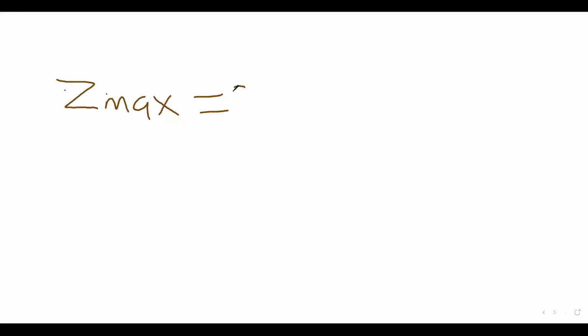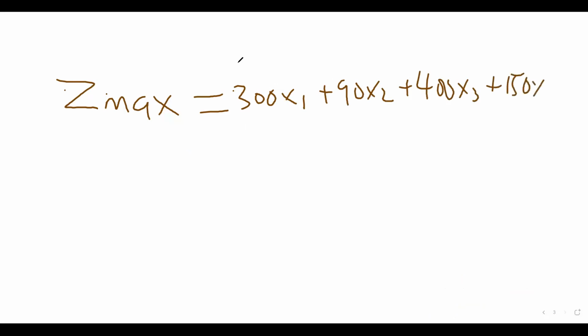So you have 300 x1 plus 90 x2 plus 400 x3 plus 150 x4. This is our objective function, subject to the constraints. As you may remember, if you check the graph, let me just go back to the graph.